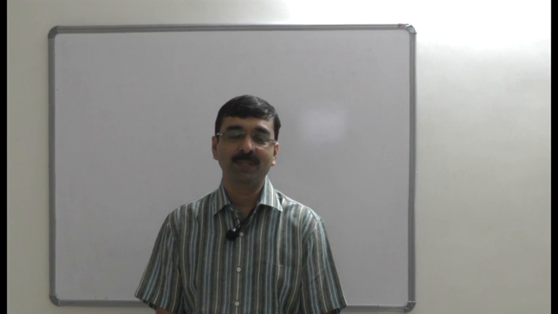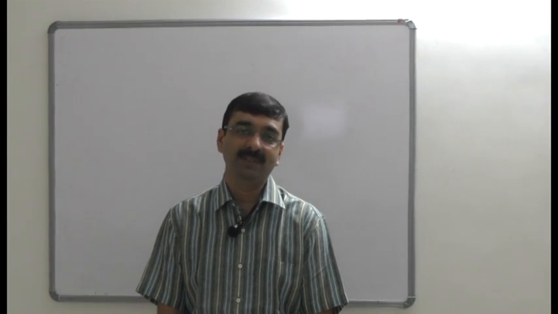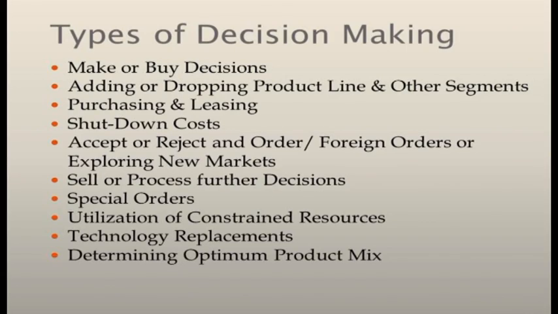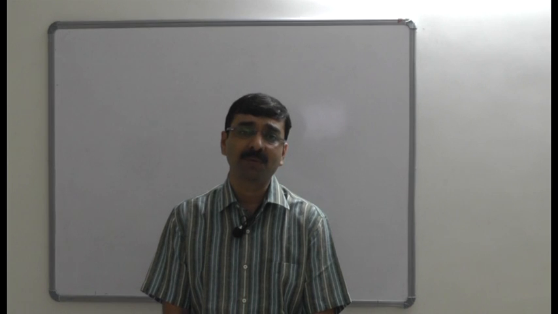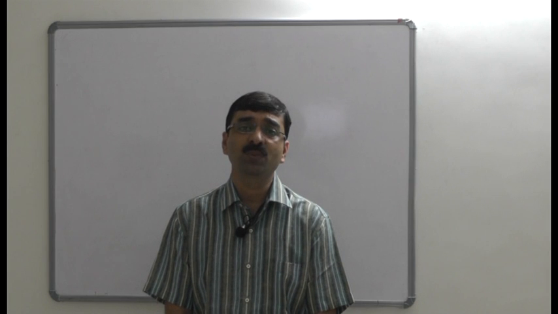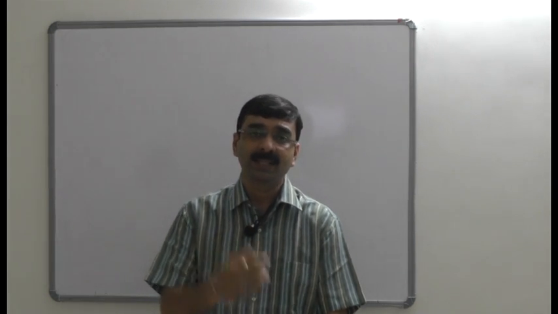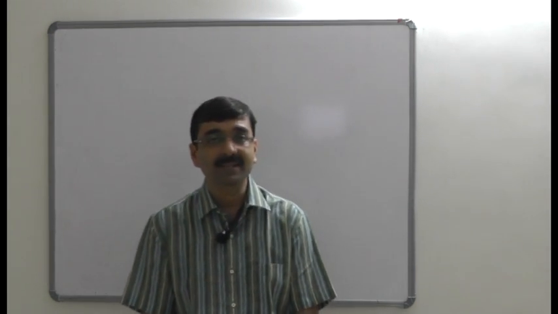Now moving to the next point, that is types of decision making. Several types of decision making are there, like make or buy decision, shutdown decision, rent or purchase decision, then product mix and sales mix decision. So there are several types of decisions. Let's discuss all the types one by one. Start with the first, make or buy decision.